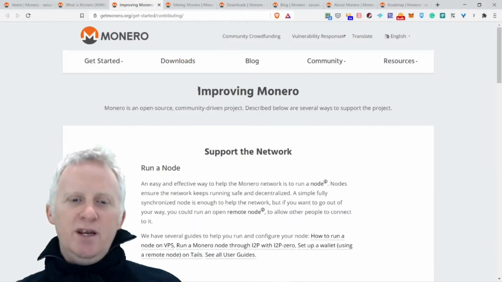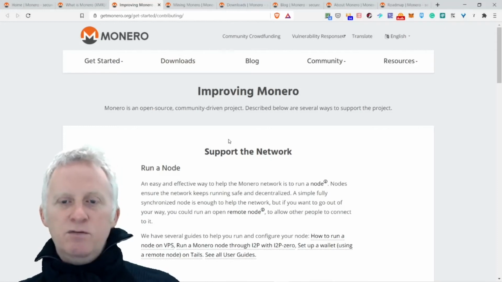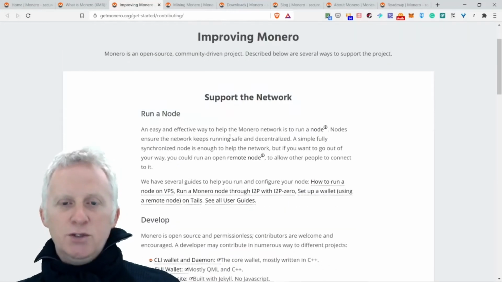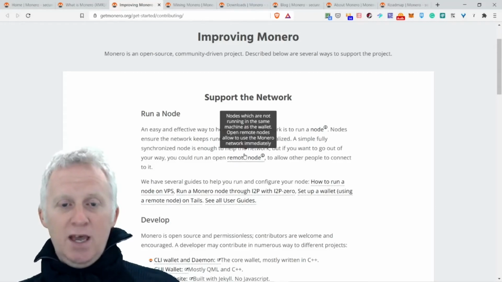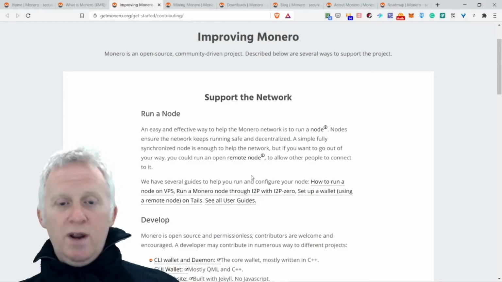You want to improve Monero? Monero is an open source, community-driven project. Described below are several ways to support the project. Support the network: you can run a node. An easy and effective way to help the Monero network is to run a node, ensuring the network keeps running safe and decentralized. Simply fully synchronizing a node is enough to help the network. But if you want to go further, you could run an open remote node to allow other users to connect to it. We have several guides to help you run a node and configure your nodes.